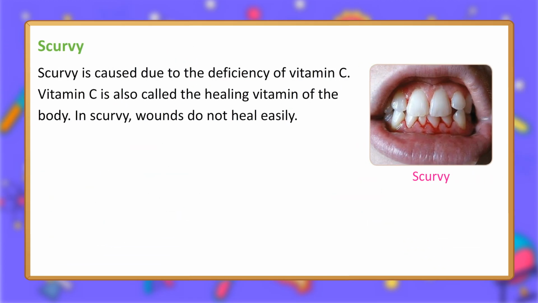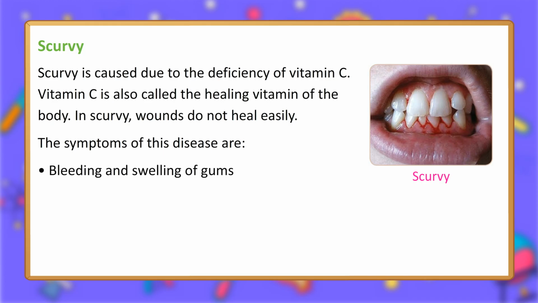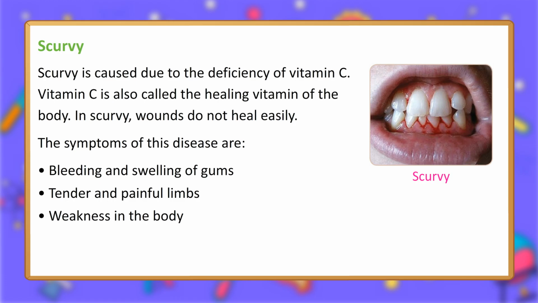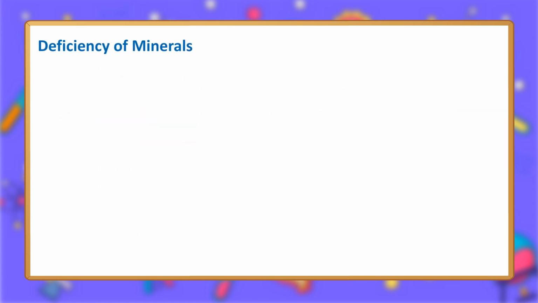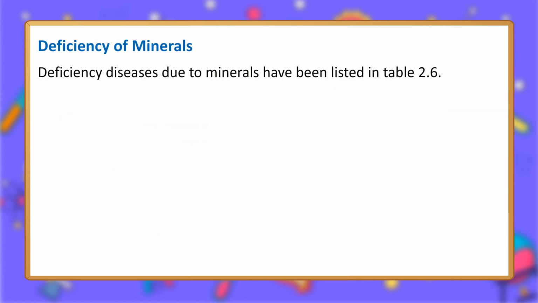Scurvy. Scurvy is caused due to the deficiency of vitamin C. Vitamin C is also called the healing vitamin of the body. In scurvy, wounds do not heal easily. The symptoms of this disease are bleeding and swelling of gums, tender and painful limbs, weakness in the body, and slow healing of wounds. Deficiency of minerals.